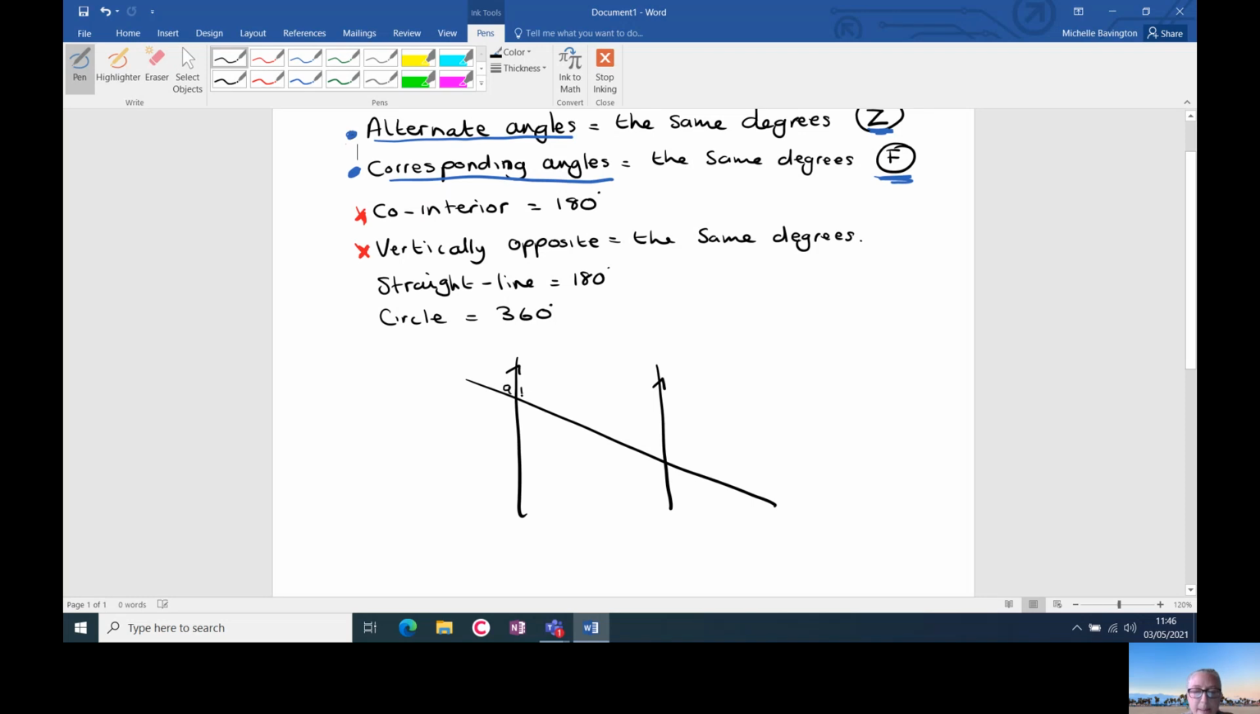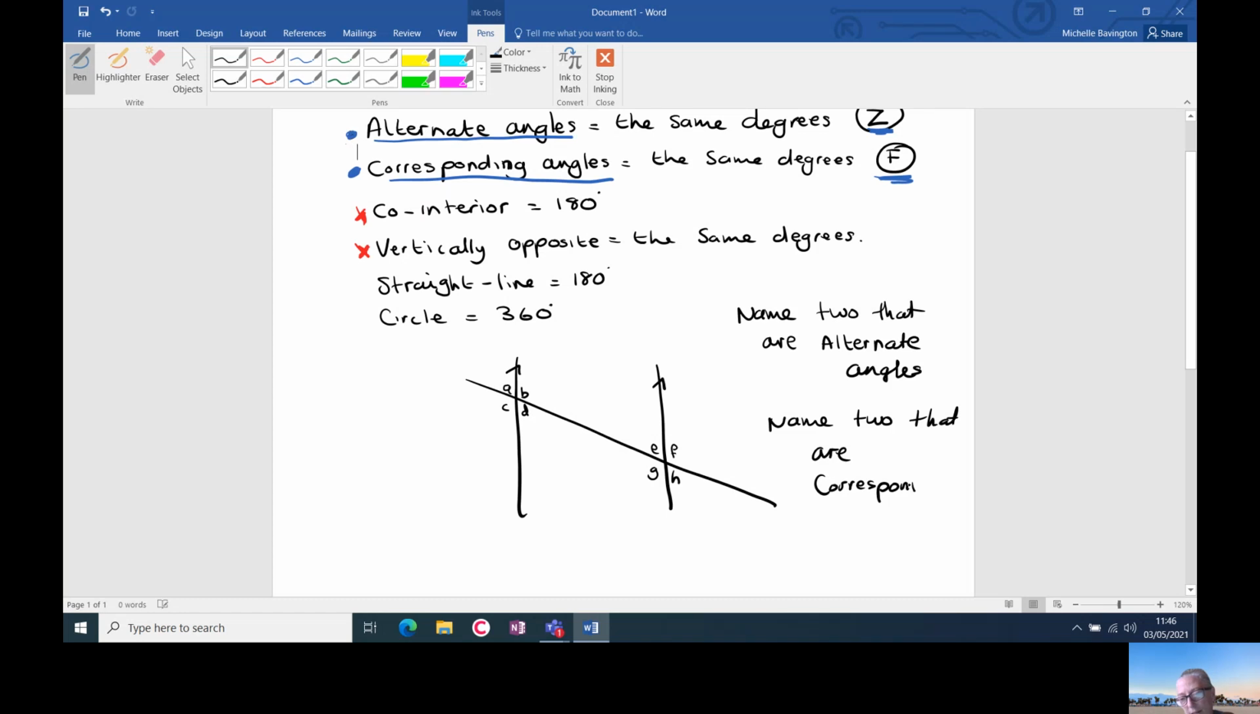Let's go A, B, C, D, E, F, G, H. You've probably seen this on videos loads. Which two, there's probably more than two, but name two that are alternate angles. And name two that are corresponding angles.